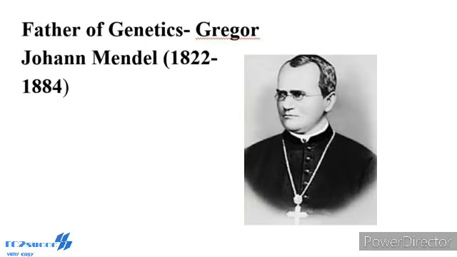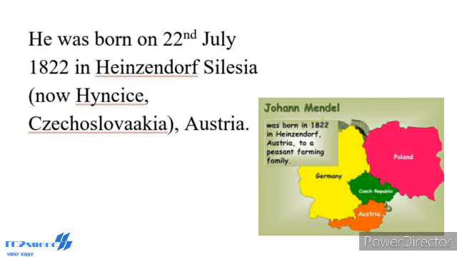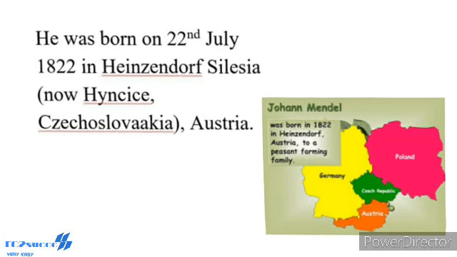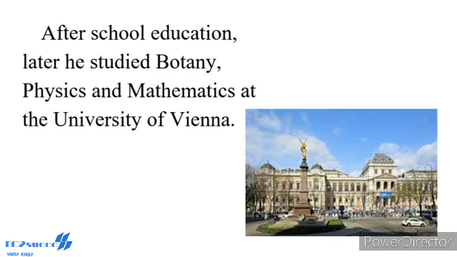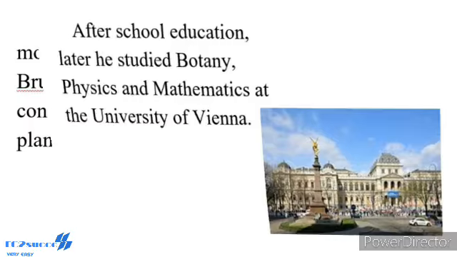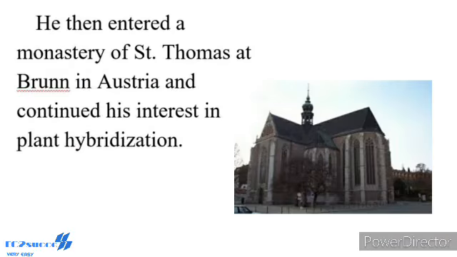The father of genetics, Gregor Johann Mendel, 1822 to 1884. The great geneticist Gregor Johann Mendel unraveled the mystery of heredity. He was born on 22nd July 1822 in Heinzendorf, Silesia. Now it is called Hynčice, Czechoslovakia, that is Austria. After school education, later he studied botany, physics and mathematics at the University of Vienna. He then entered a monastery of St. Thomas at Brno in Austria and continued his interest in plant hybridization.